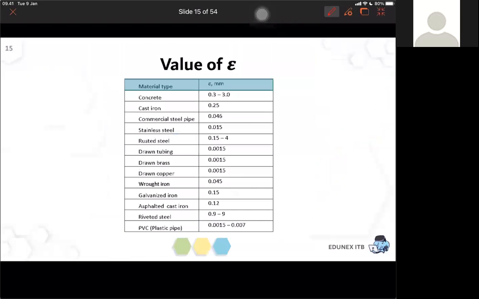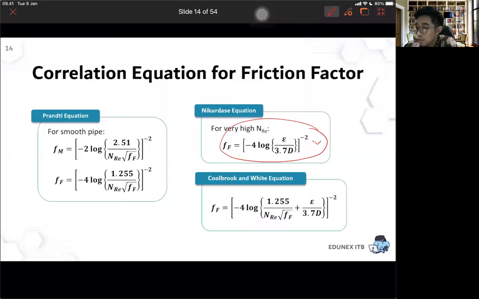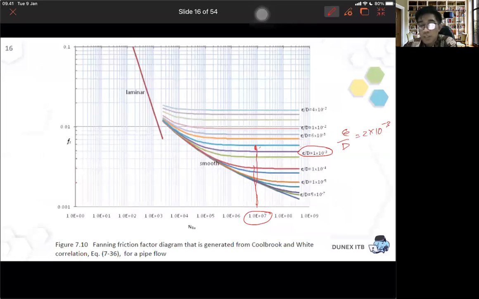Yeah, because if you see, if the Reynolds number is around 10 to the power of 7, and the epsilon over D is 2 times 10 to the power of minus 3, the line should be around this one, right? And it's already a straight line. It means the Reynolds number is not significant anymore. Then you can use this one. That's the definition of very high Reynolds number. It's the area where the Reynolds number is no longer influencing the friction factor, the straight line.